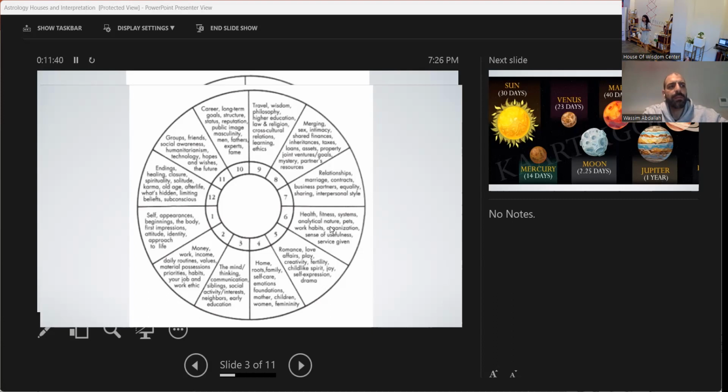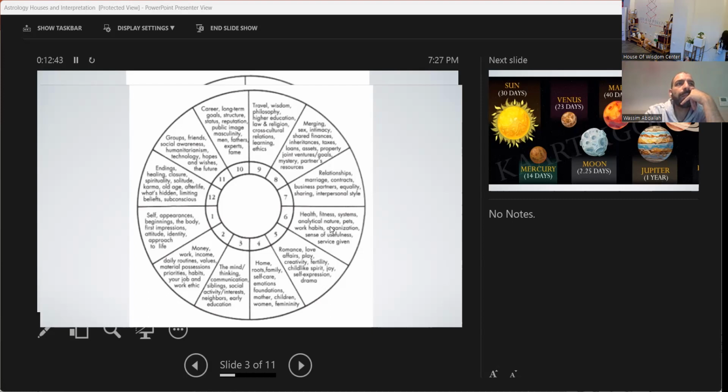Okay. House number 8, which is Scorpio, is merging, sex, intimacy, shared finances, inheritance, taxes, loans, assets, property, joint ventures, goals, mystery, and partners' resources. Now, if you notice, the energy of Scorpio is kind of a mixture of assets, acquiring, and loss, right? That's what it is. It's like a kind of battle energy between what is being acquired and what you lose, because this is not the money that you have in your life or your kismat or your inheritance. Even though it says inheritance, this is money that you kind of earn through work, through restrictions, through a variety of things.